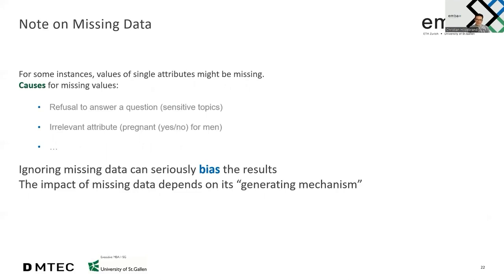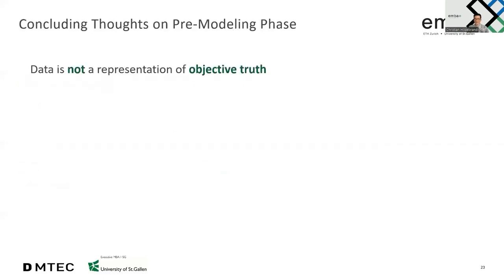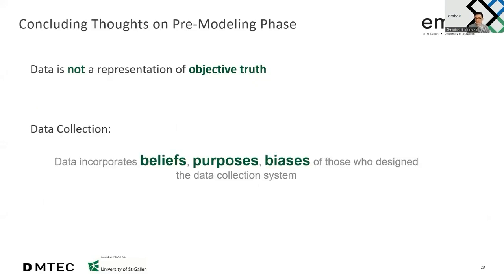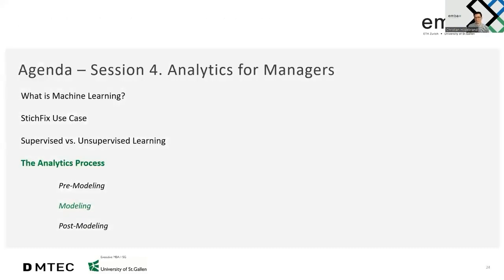Or if you have a question about pregnancy experience for males, either people refuse to answer or whatever is asked is just irrelevant. So we need to think about potential biases that are problematic in what we call the data generating mechanism, of how the data is created. So the bottom line is data is not a representation of objective truth. We have to think about the beliefs of the people building these data collection systems, the purposes why they were built in the first place, and also the potential biases that are built in.